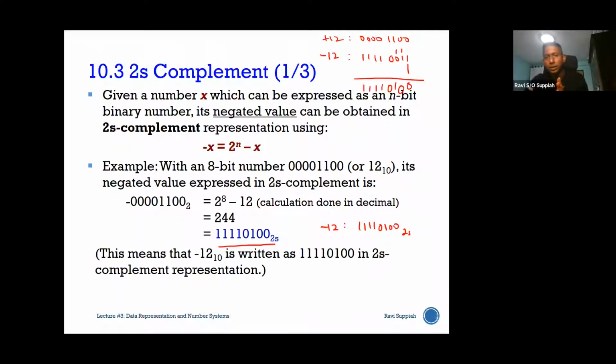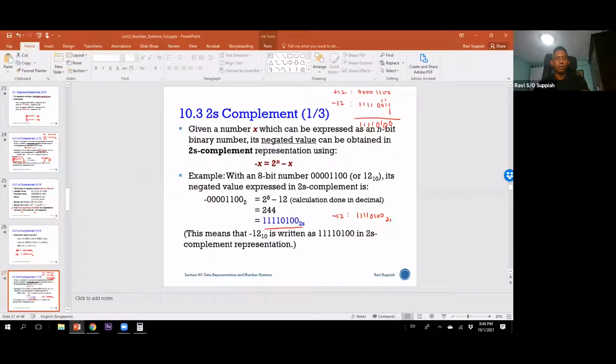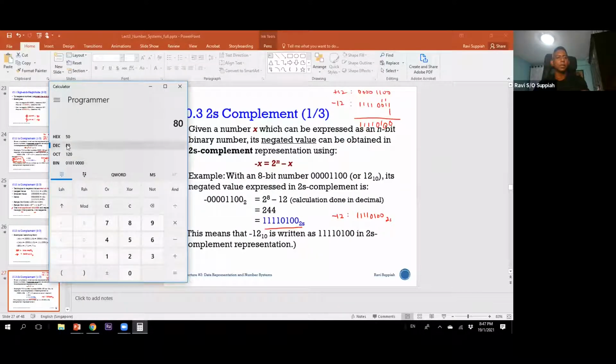Okay, and this is the important representation. Why it's very important is because, like I said, all computing systems use this representation. Now let's just confirm this in your system. If you open a calculator and you key in 12 and then click on the plus minus sign, you will put a negative in front of the 12. Now if you look at the value, you get a lot of ones, all right? But if you look at the last few bits, it is 11110100, which is exactly what we have here.